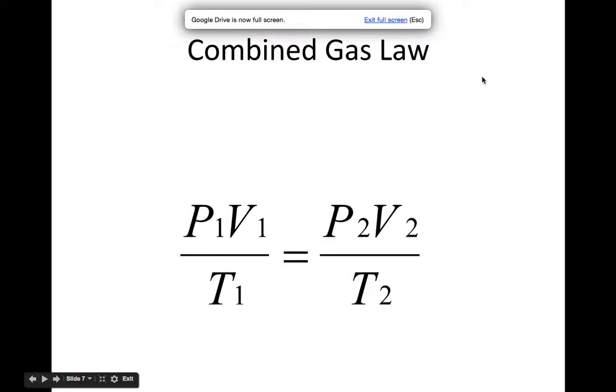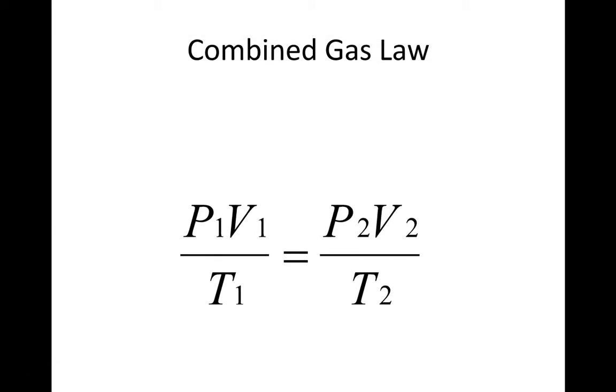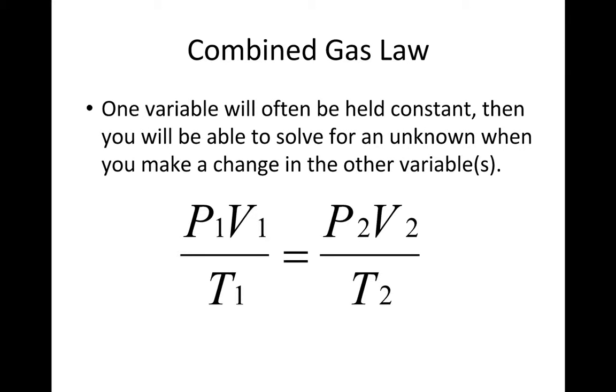Continuing on with our gas laws notes, we get to one of the most important gas laws, and this is one of them. It's called the combined gas law, and that's because it comes from multiple laws that have some relation to this, but with something being held constant. One variable is often held constant, and then we're able to solve for the unknown, and all the other variables would be given.